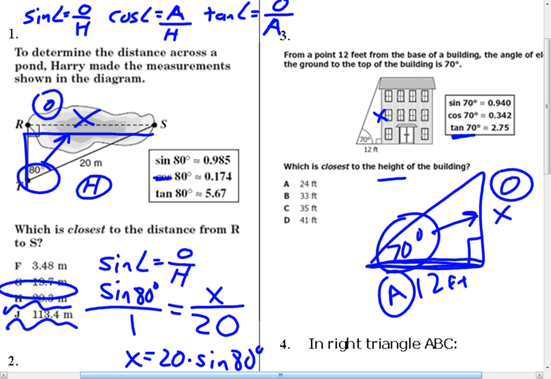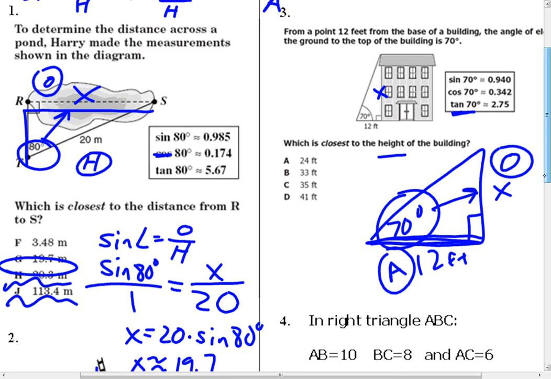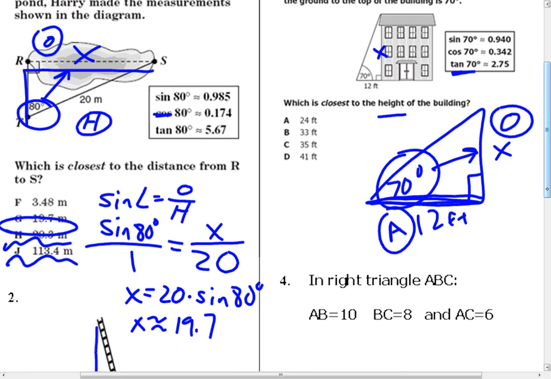Tangent. And I already kind of know what tangent is based on what they gave me there. I don't think these are showing up anymore on the SOLs. Why not? Because you have a calculator that'll give it directly to you. You can type in tangent 70.